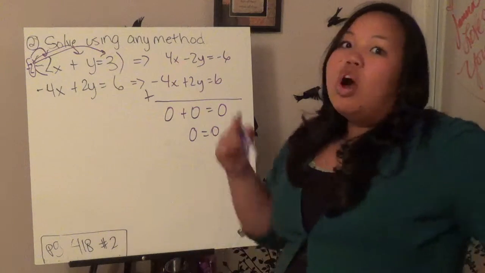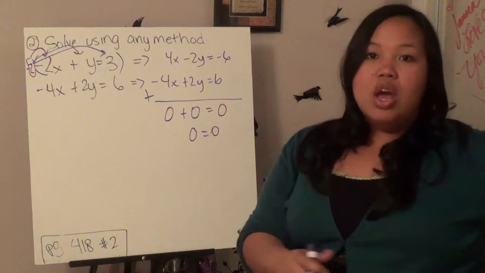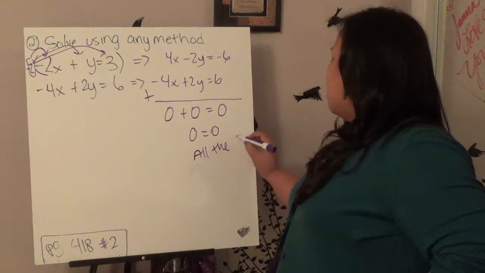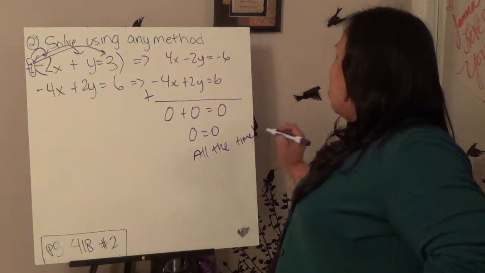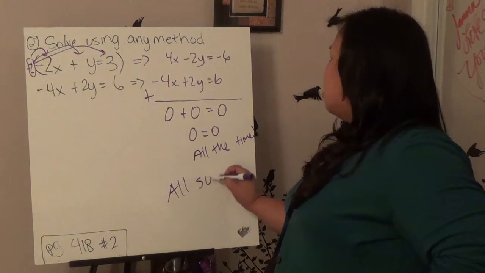But 0 will always equal 0. So if I have 2, when will 2 equal 2? When will 3 equal 3? When will 0 equal 0? All the time. So when that happens, it's all the time, then this is all solutions.